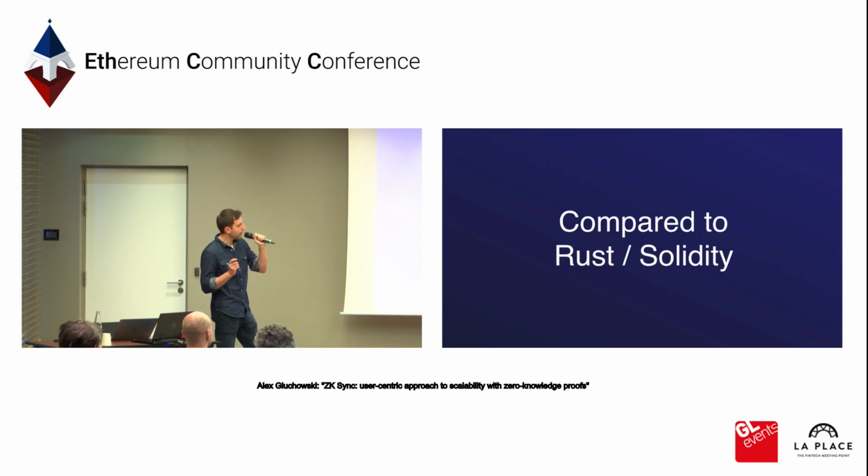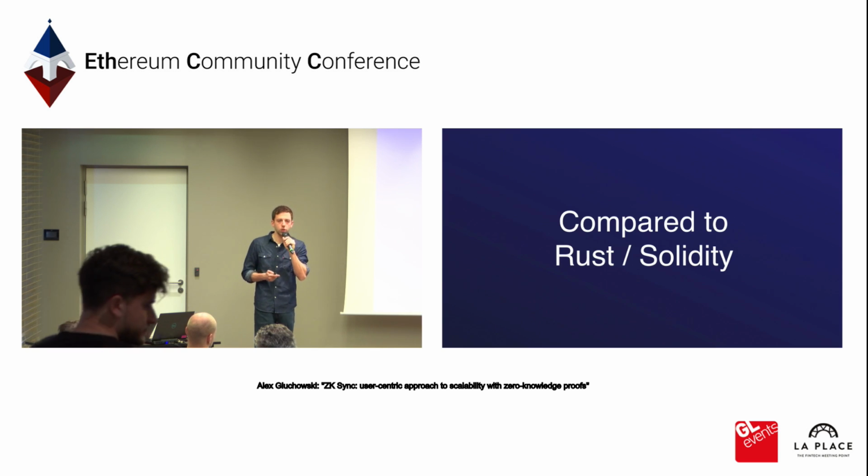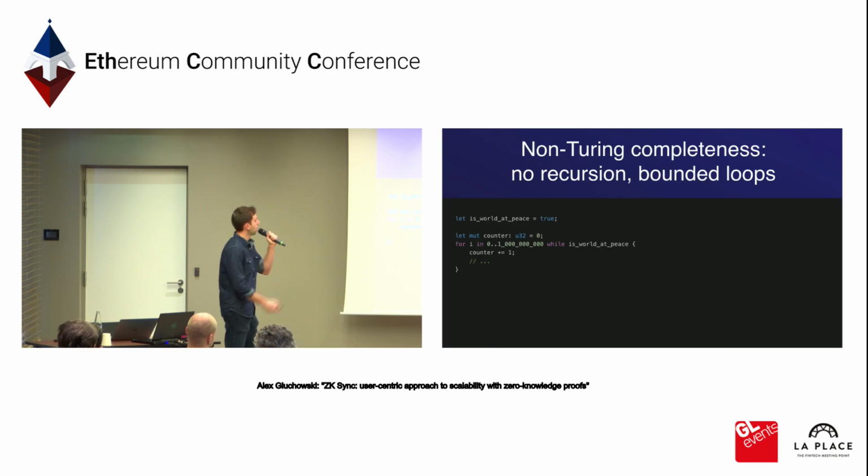So yeah, let's compare to Rust, Solidity, and general purpose programming languages. What are the differences? First of all, Zinc is non-Turing complete. So we don't have recursion, and we cannot have unbounded loops. So you always have to specify the exact number of iterations in your loop, because it's zero-knowledge proofs, and we cannot yet do it efficiently.